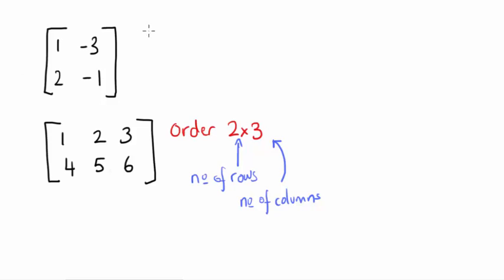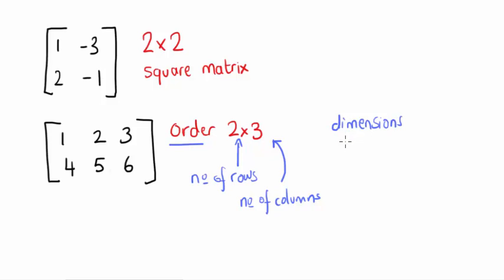So this matrix up here is a 2 by 2 matrix, and because it has the same number of rows and columns, we say that this is a square matrix. The order of a matrix is also sometimes called the dimensions or the size.